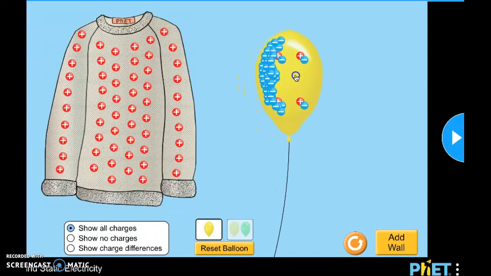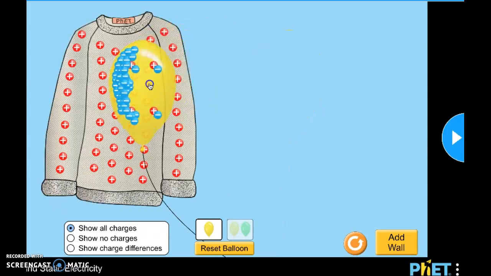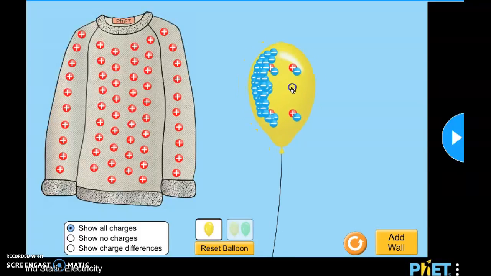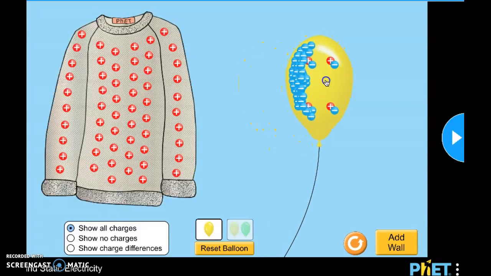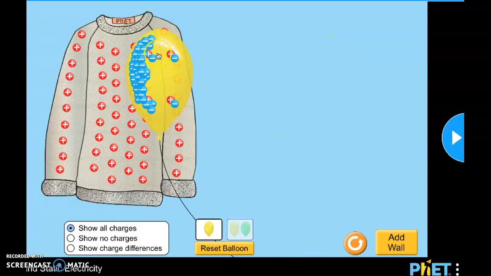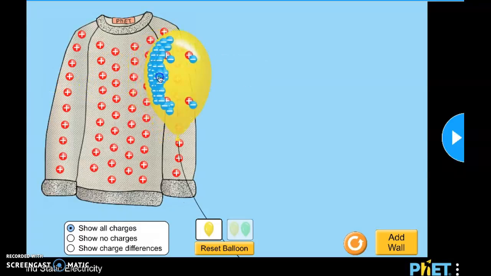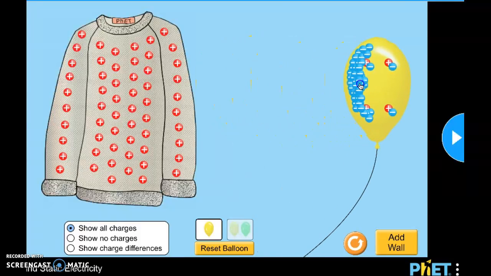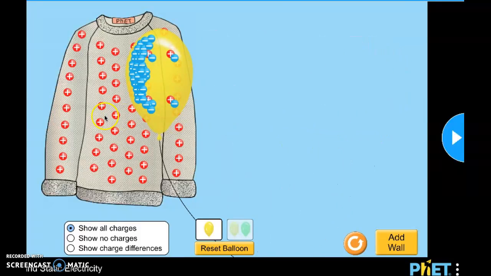Now, as we just learned, if we have two different charges, such as positive and negative, they will attract, so they will come together. Watch what happens as I release this balloon. It goes right to the sweater. The positive charges pull the negative over to it. Now, even if I try to pull the balloon off, the charges are still different, so they will still attract.